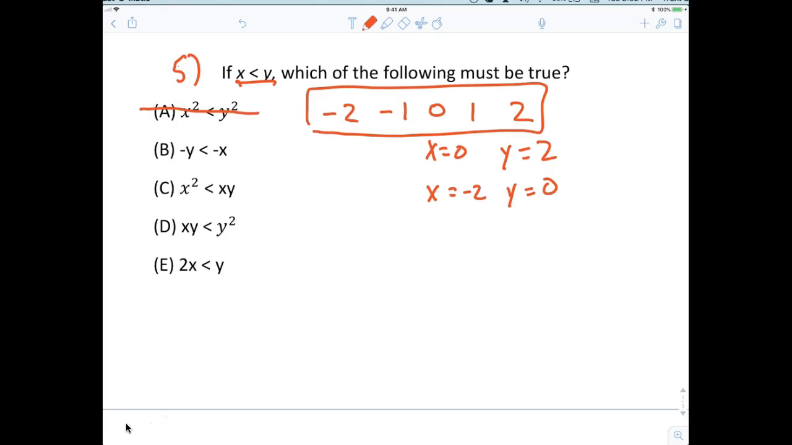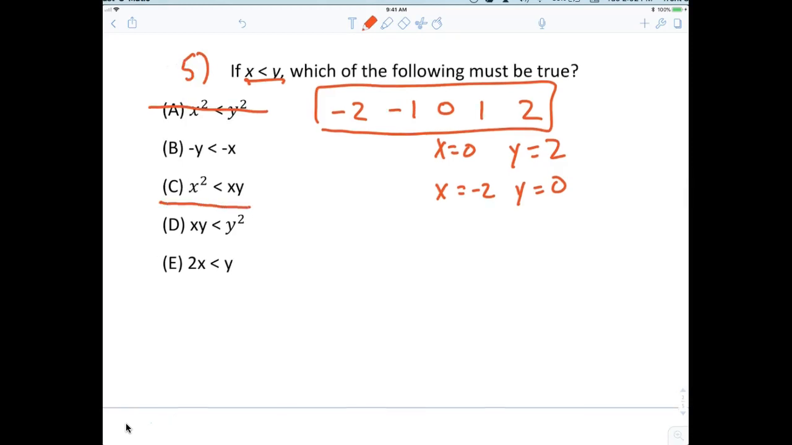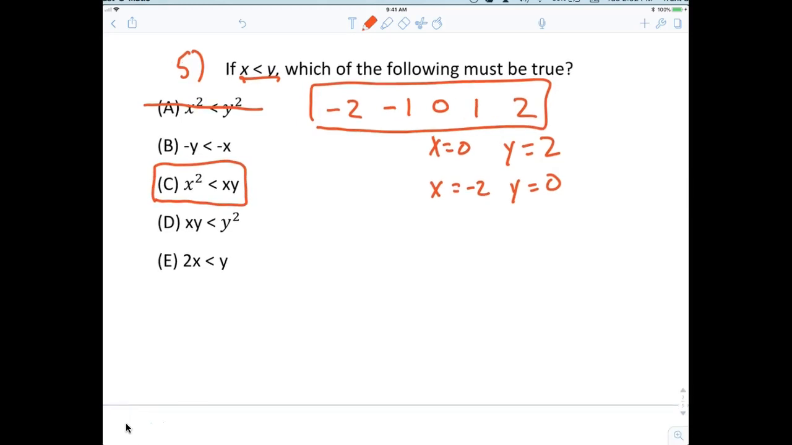Now, I'm going to just jump down to C for a second so I can show you something important. All right. If I let x be 0 and x be 2, is 0 squared less than 0 times 2? Is everybody hearing me? So I can cross out what? Cross out C. All right.